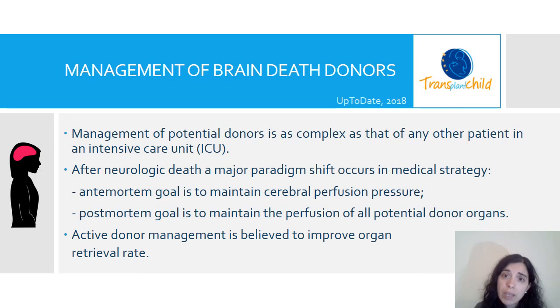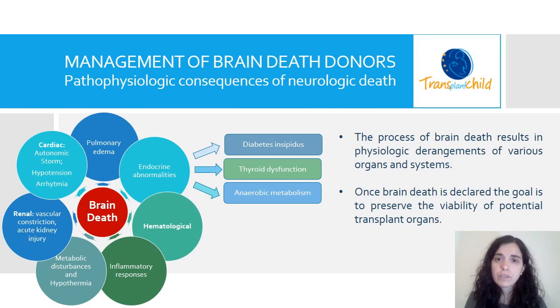An active donor management is believed to improve the retrieval rate. Regardless of the initial cerebral insult, the endpoint of neurological death is complete ischemia and irreversible loss of brainstem function. Neurologic death unleashes a cascade of autonomic, endocrine, hematological, inflammatory, and cardiorespiratory responses that threaten organ viability. Understanding and anticipating these events will allow for optimal management of the patients.